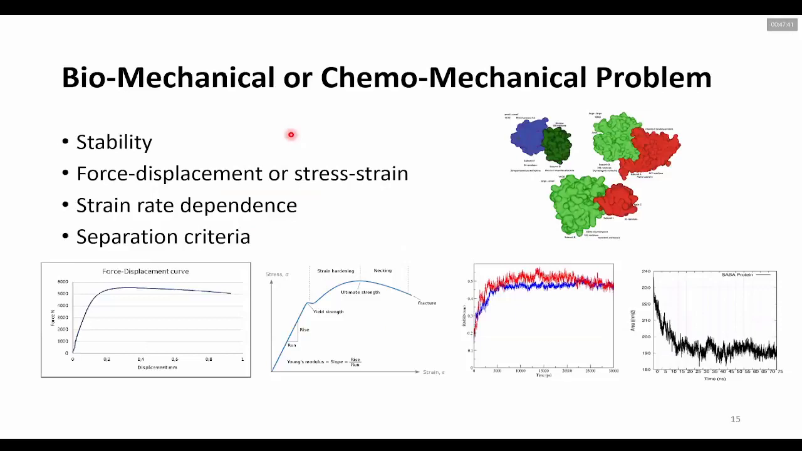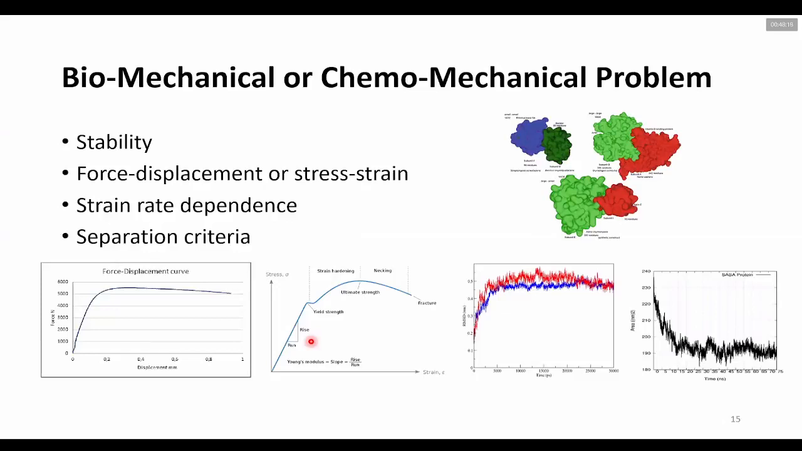And what are our observables? I'm talking repeatedly about properties, but what do we actually see when we apply any deformation to these kinds of small scale problems? I have said that it's a very multidisciplinary problem. There are biological, mechanical, and chemical components. So we see the chemical stability, and in terms of mechanical property, we can see force displacement or stress strain. And also we can see strain rate dependence.